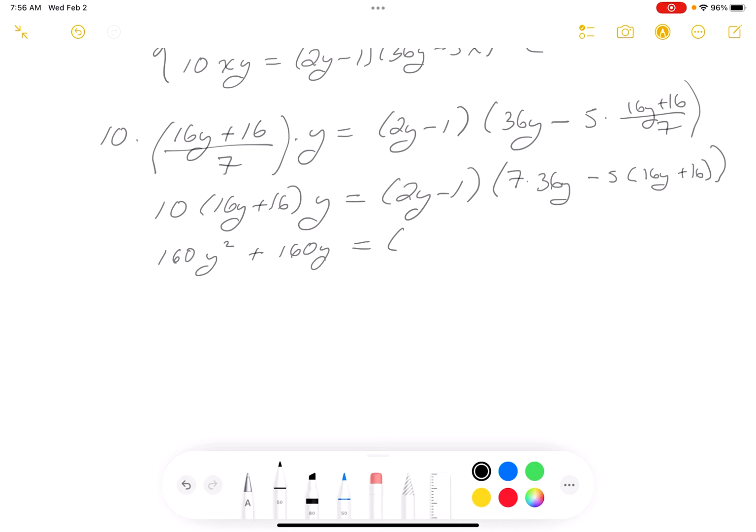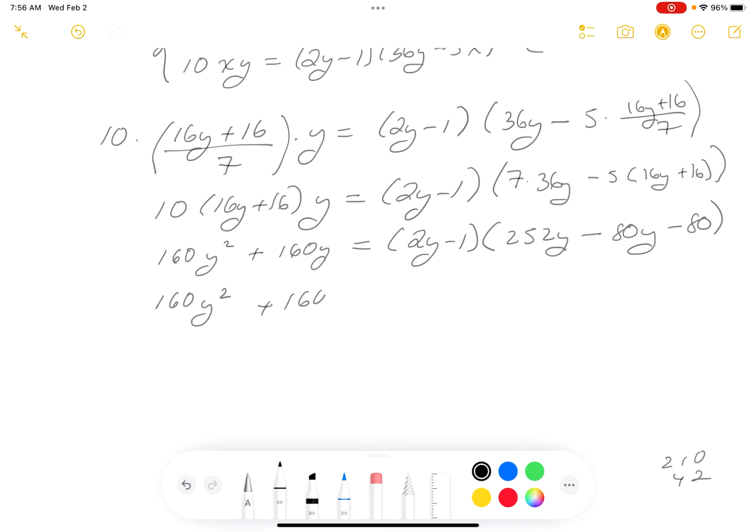I'm going to do this slowly but carefully. 2y minus 1. And what do you get over there? 7 times 30, that's 210. And 7 times 6 is 42. So it's going to be 252. Minus 80y minus 80. And again, I'm going to continue to simplify. Let's see, 252 minus 80.